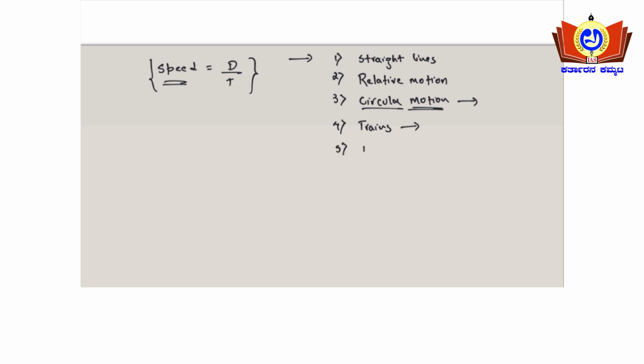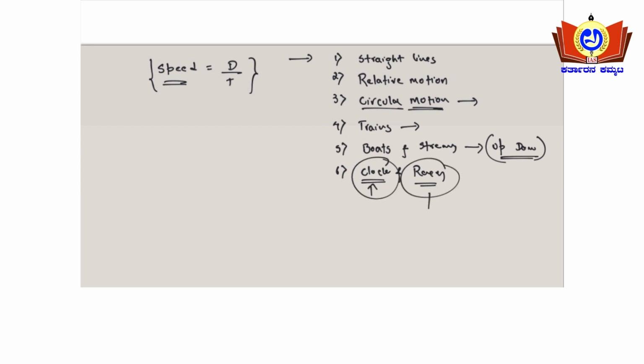In a similar fashion, boats and streams. Here you need to know the concept of upstream and downstream, and how these questions work. Then based upon clocks and races. Okay, so the hour hand moves slower, the second hand moves faster than the minute hand. So these are the kinds of questions you can expect, and a race is about circular motion itself. Okay, so these are a few basic questions you can expect here.